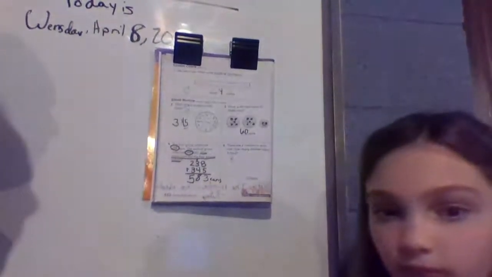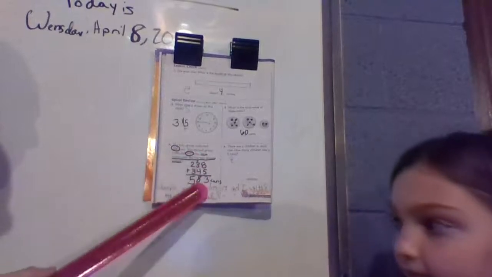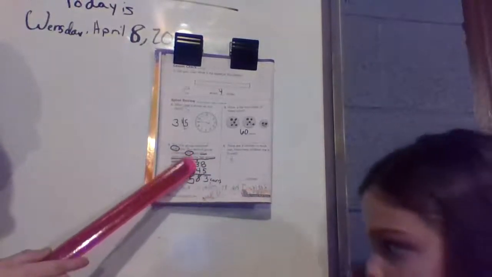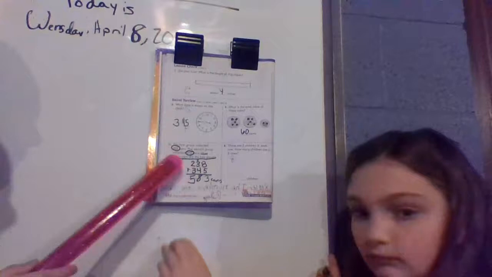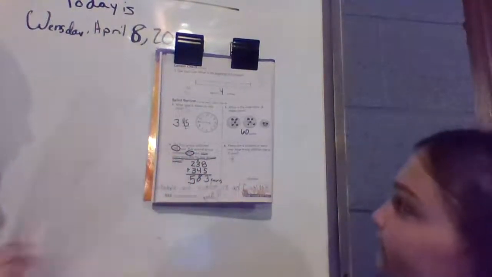All right, very good. So she made sure that she started in the ones place. 8 plus 5 equals 13. She carried her 1. 1 plus 3 is 4. 4 plus 4 is 8. And then 2 plus 3 equals 5. And then she added her label in, cans.